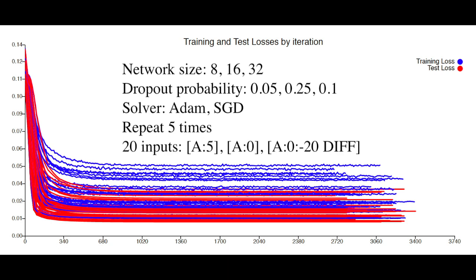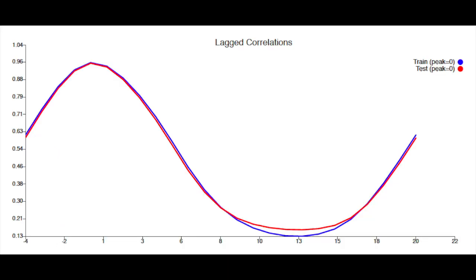From the graph, we can analyze the test losses for the various configurations. The lag plots show that both the training and test peaks at lag 0, an indication that the learning is successful and that our model is predicting some inputs.